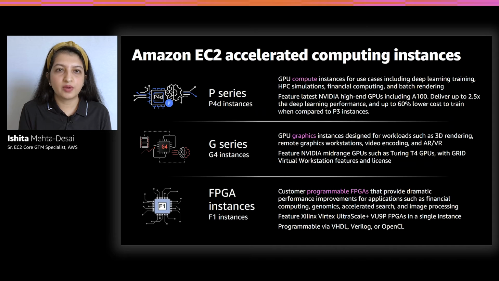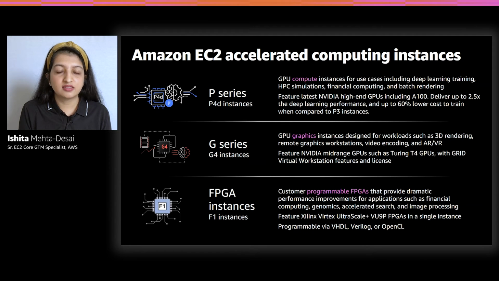The P4D instance provides access to up to 8 NVIDIA A100 GPUs in a single instance with support for NVLink for peer-to-peer GPU communication and NVIDIA GPUDirect. They deliver up to 2.5x the deep learning performance and up to 60% lower cost to train models as compared to P3 instances. The P4D instances are best for use cases that include deep learning training, HPC simulation, financial computing, and batch rendering. We also provide powerful GPUs for inference and virtual workstations with our G4 instances.